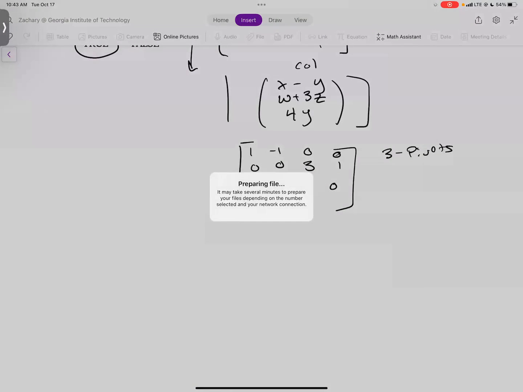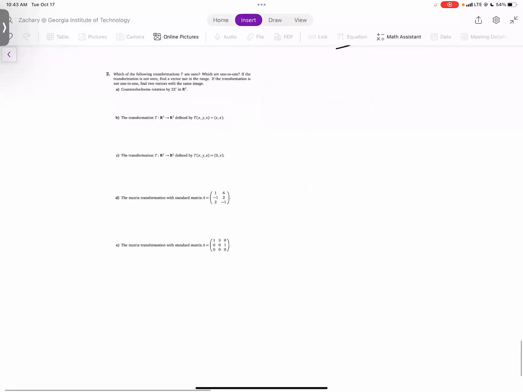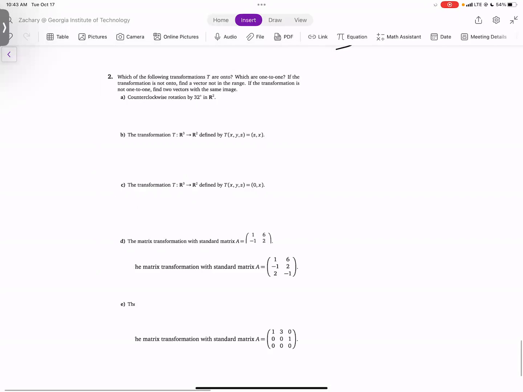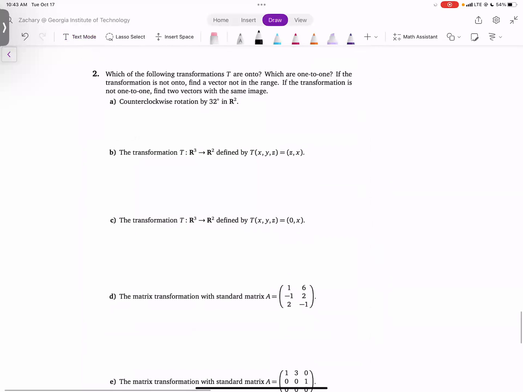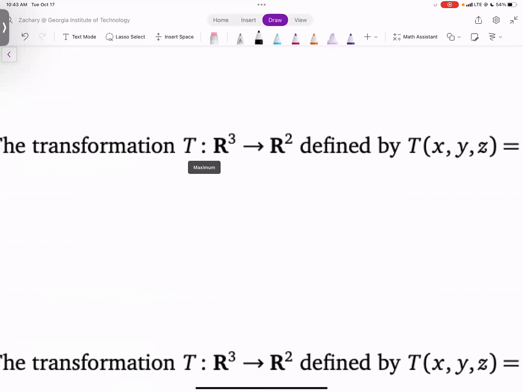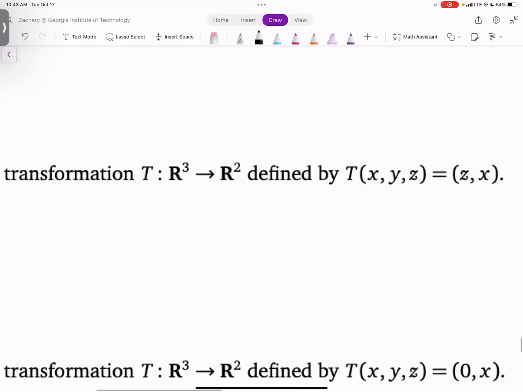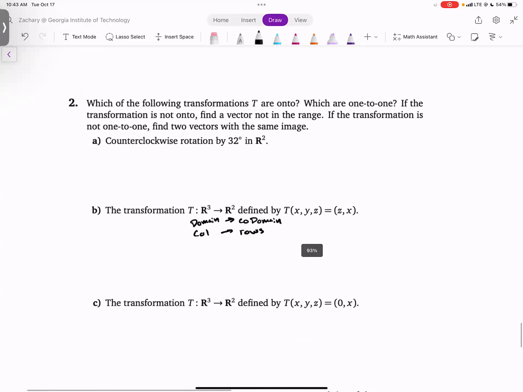Now I'll talk about this one briefly. So this is from Studio a couple weeks ago, I believe. What this is asking us is to create matrices based on the given conditions. And as a little sidebar, whenever you see T from R3 to R2, this is always domain to codomain, which is always columns to rows. So it tells us the dimension of our matrix just from that.